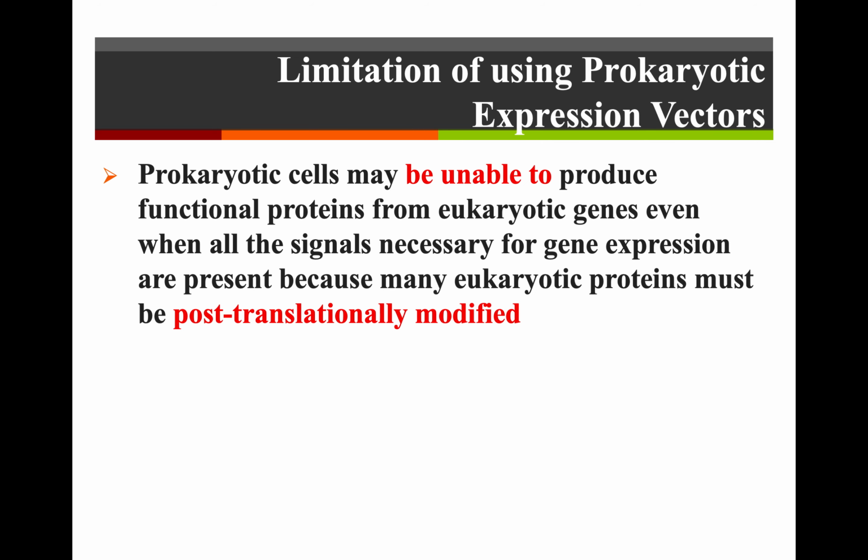Now, with everything, there are also disadvantages, and in this case, limitations of using prokaryotic expression vectors. So prokaryotic cells usually are unable to produce functional proteins from eukaryotic genes, even when all signals necessary, especially the signal for gene expression, are present. Why? This is because eukaryotic proteins usually must be post-translationally modified, whereby your prokaryotic expression vector does not have the capability to post-translationally modify eukaryotic proteins, because it's actually a much more complex mechanism in eukaryotes, which you will see in a few weeks from now.